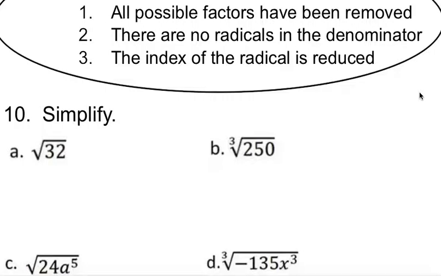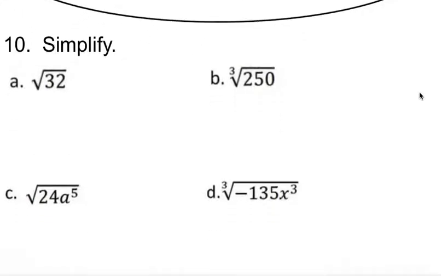On our next few problems, we're going to be simplifying things with radicals. Something is simplified when it meets these three criteria. All possible factors have been removed, we don't want any radicals in the denominator, and the index of the radical is reduced as much as possible. So we'll see some examples here of how to do that.